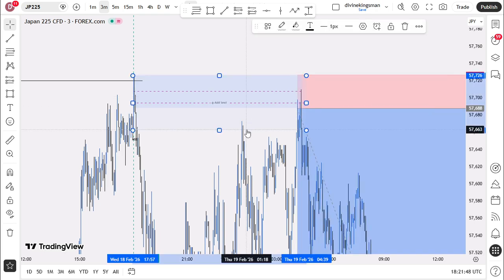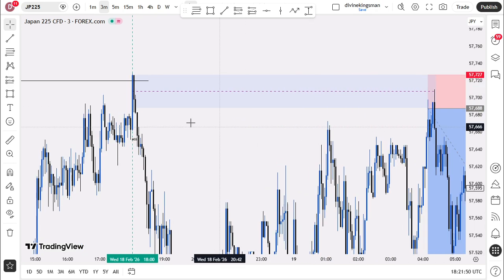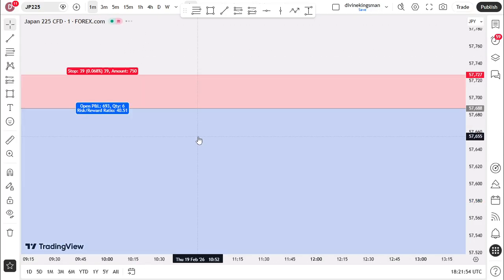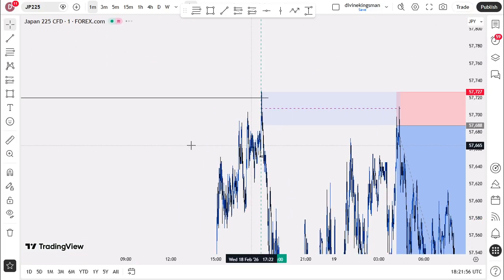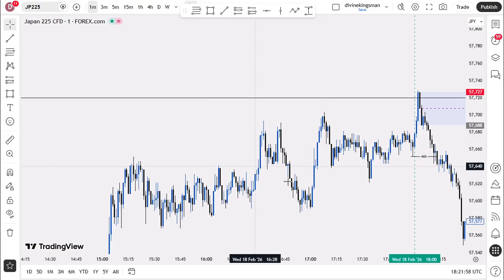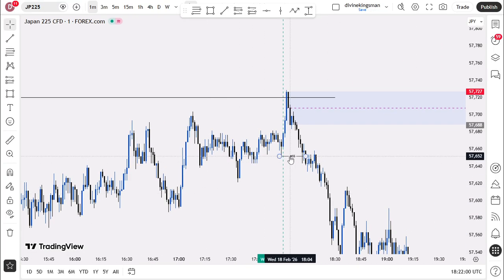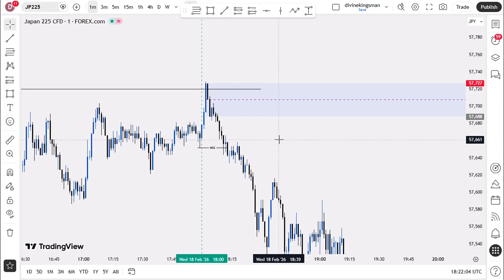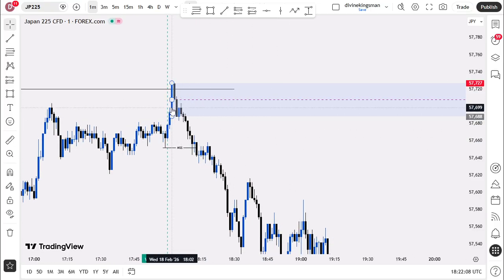So my entry was on the 1 minute time frame, right? My entry was on the 1 minute time frame. So this was my market structure shift, right? Then now my entry, I'll use this other block here, not this, right? I'll use this, but because they are close to each other, I will have to put my stop loss here, right? So let me explain what I mean.